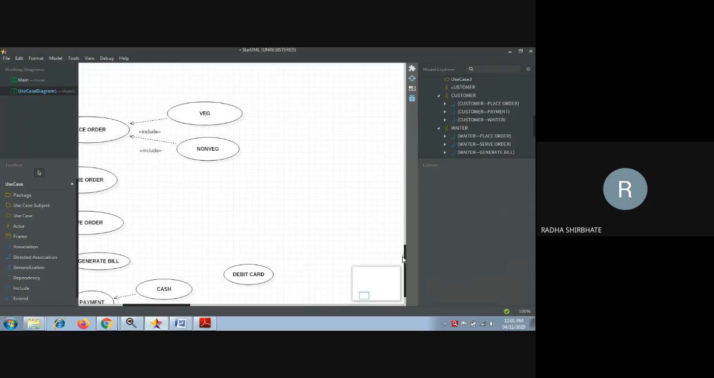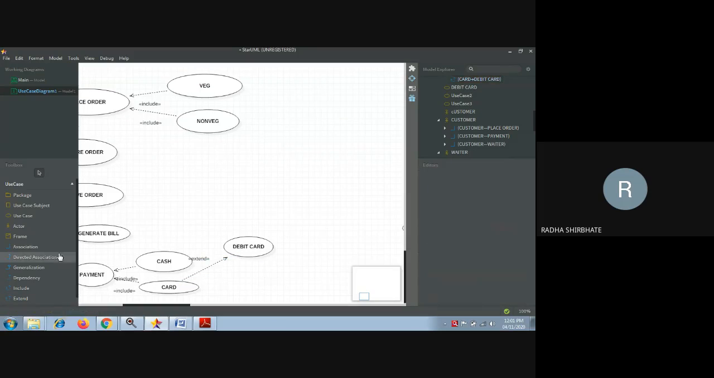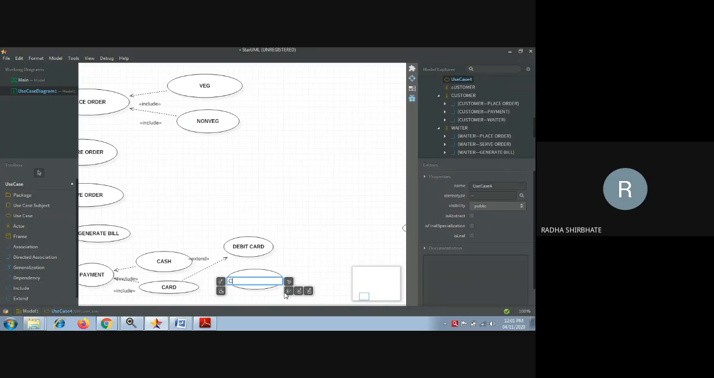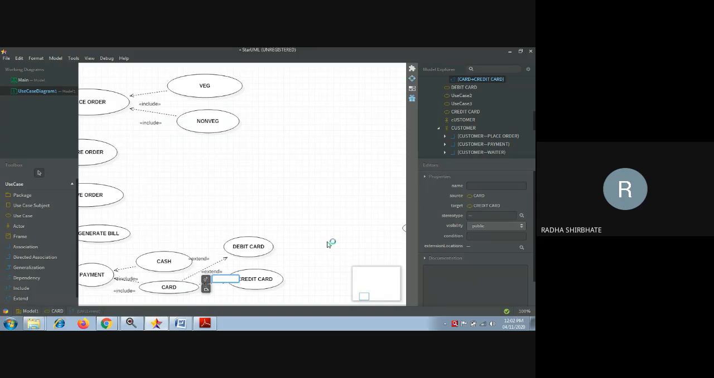So this is the extension use case of your debit card. We will draw the relationship like this. Extend, right? Here, credit card, the extension use case. Now, extension arrows go from the newly declared use cases to the previously declared use case. So this is the way of representing your inclusion and extension use cases.